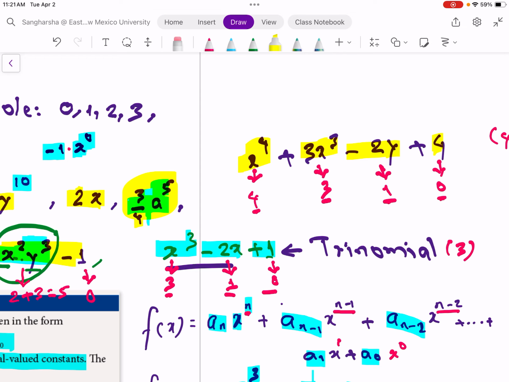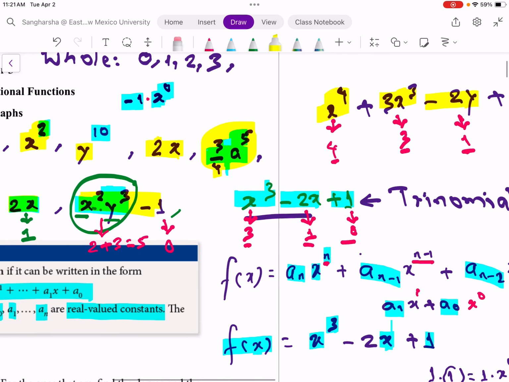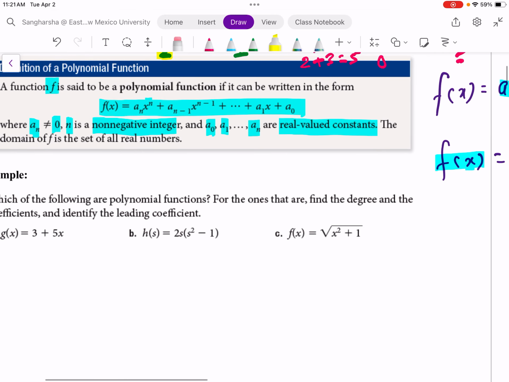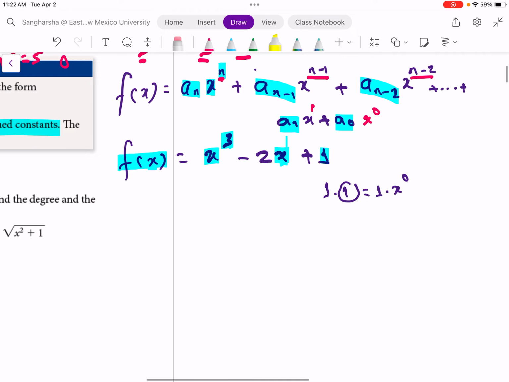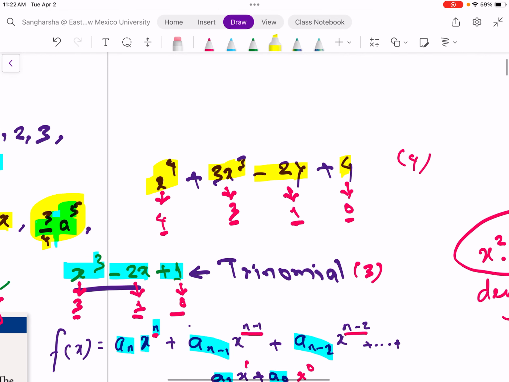And next, leading coefficient means this: we look for the term with the highest degree. That term with the highest degree is the leading term, and its coefficient is the leading coefficient. Now here we have this polynomial. In this polynomial, in order to find the leading term, we find the term with the highest degree.